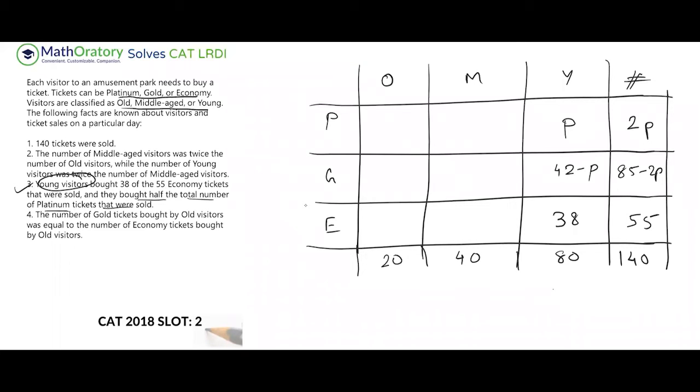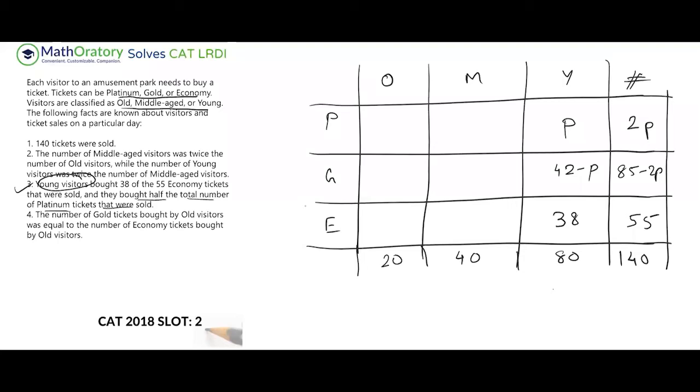minus p. So this interesting thing, I think you can now understand these two can also be determined in terms of p. This total is also p, right? Because half of it goes here, so the remaining half should be taken up by old and middle aged together. So a few other relationships can be obtained, but I'm not going into too much of this. Let's take one more point to take up. So the fourth says the number of gold tickets bought by old visitors.